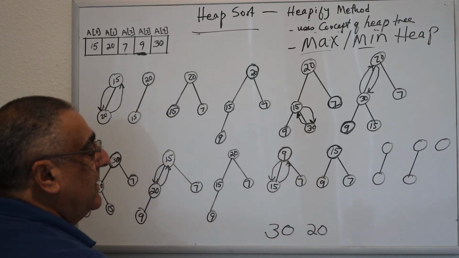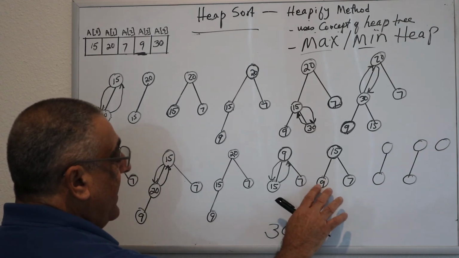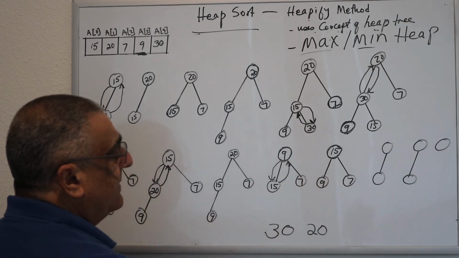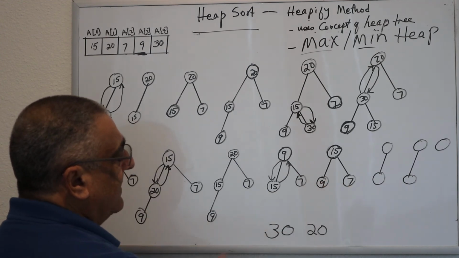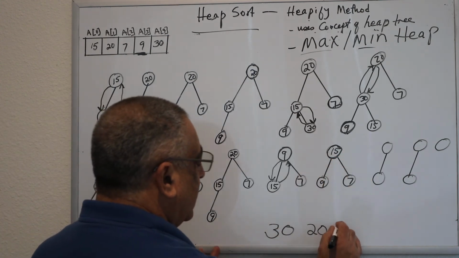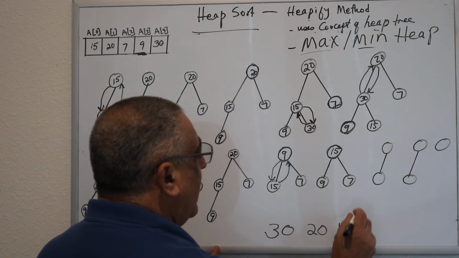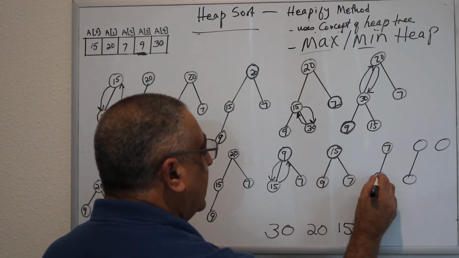That means the root node or the parent node is greater than the left or right children. The order of the children doesn't matter. I could put 7 here and 9 there, it depends how it was built. So now I'm going to take 15 out. When I take 15 out, I'm going to move the 7 up here, and that's a 9.